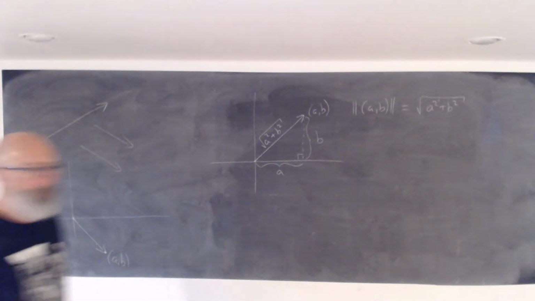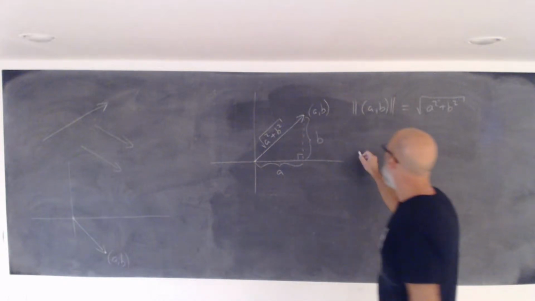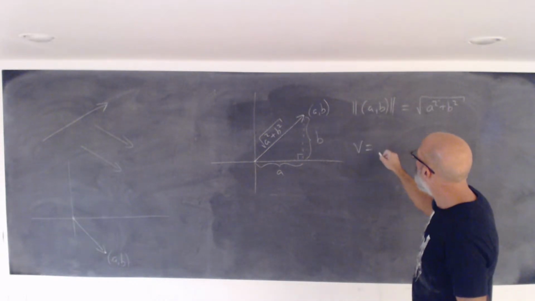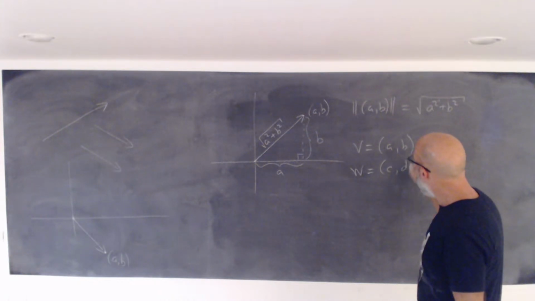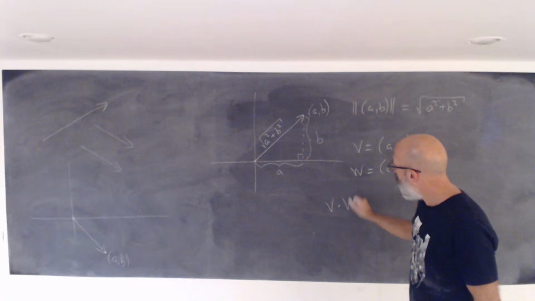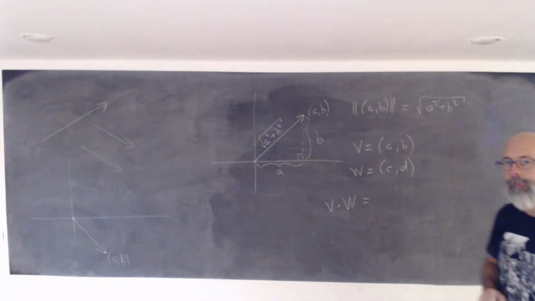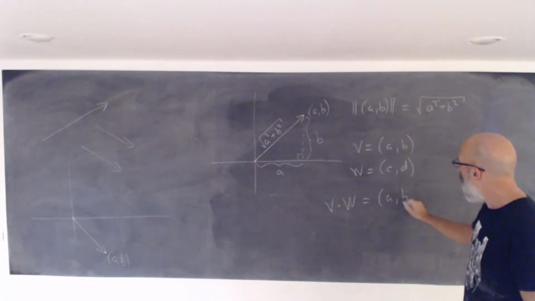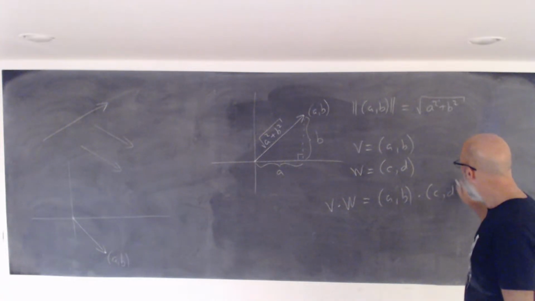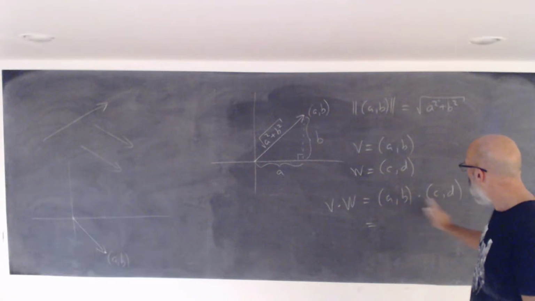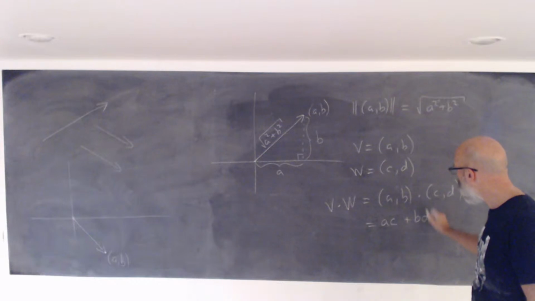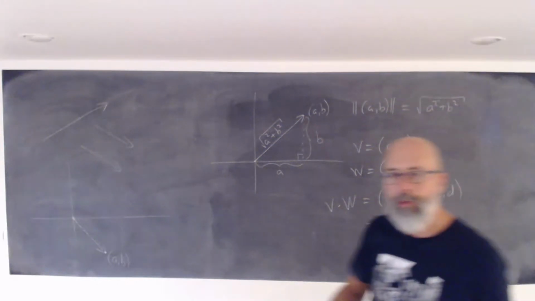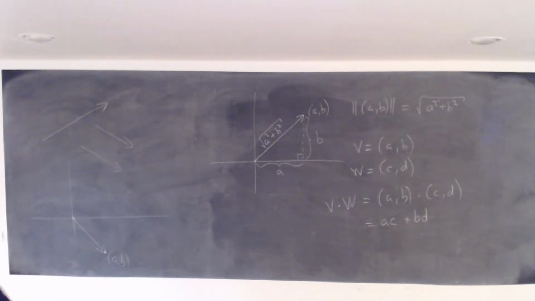Given two vectors, AB and CD, we define the dot product. So AB dotted with CD to be the product of the first components plus the product of the second components. I'm doing this in R2 in the XY plane. Of course, you know that it extends to higher dimensions.